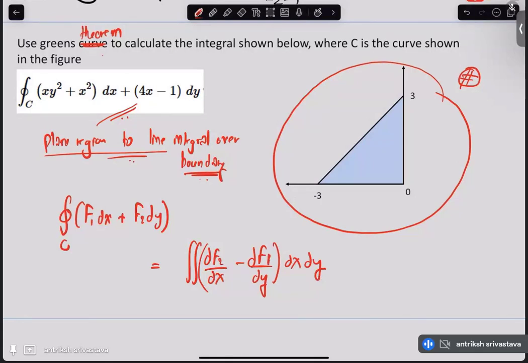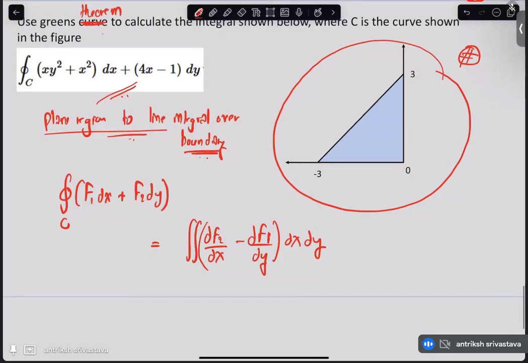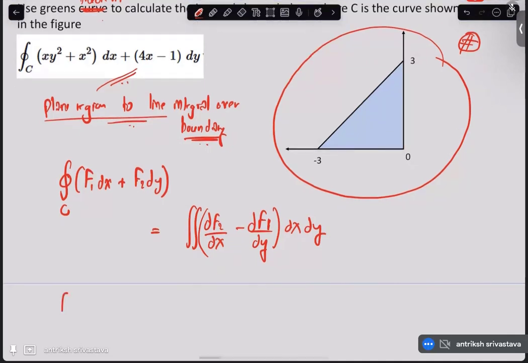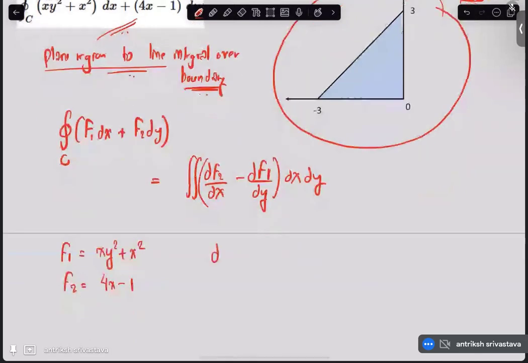So looking at this particular function that you have above, can we identify what is f1? F1 is the one which is multiplied with dx, that is xy square plus x square. F2 is the one which is multiplied with dy, that is 4x minus 1. So my df2 by dx will be 4 and df1 by dy will be 2xy. Isn't it?